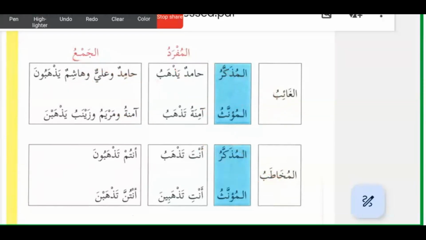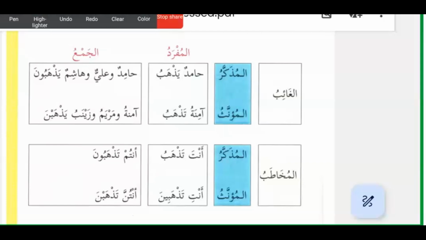Now here what is mentioned is al-ghaib. And now we are aware about the third person, second person, and first person: al-ghaib, al-mukhatab, al-mutakallim. Then we also know about the quantity, singular and plural. But besides that, there is one more factor in this, which is the jins. That is, is it male or female?